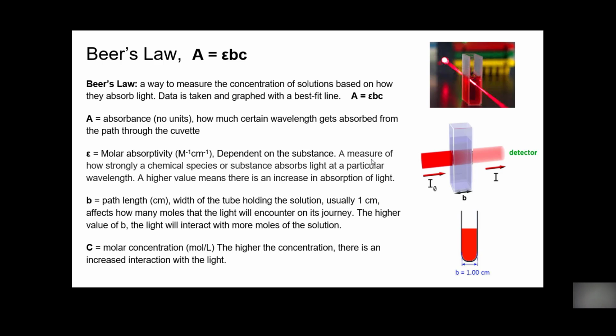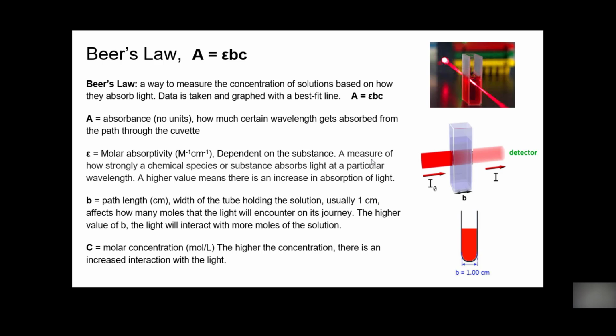Data is taken and graphed with a best fit line. So there it is. It's telling you exactly what this lab is about. A is absorbance. There's no units. It's how much of a certain wavelength gets absorbed from the path through the cuvette. Molar absorptivity is also called the extinction coefficient.